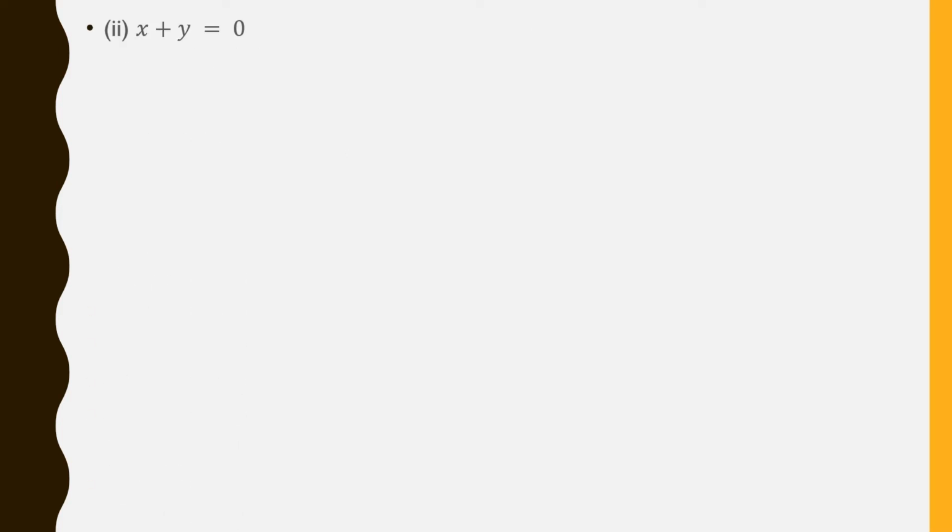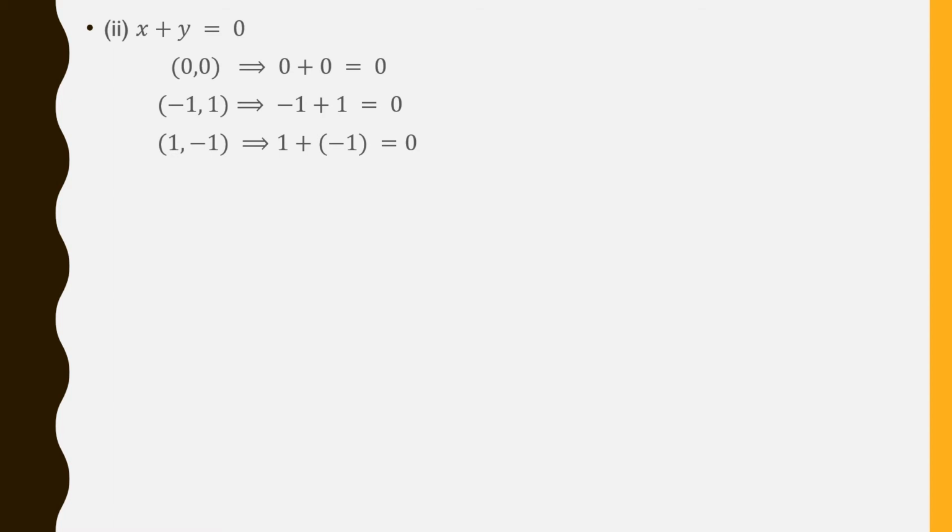Next equation is x plus y equals 0. Substituting (0, 0) in x plus y equals 0, we will get 0 plus 0 equals 0. Next I substitute (minus 1, 1) in x plus y. I will get minus 1 plus 1, which equals 0. Substituting (1, minus 1) in x plus y equals 0, we will get 1 plus minus 1 equals 0. Therefore, x plus y equals 0 satisfies all the given 3 coordinates.